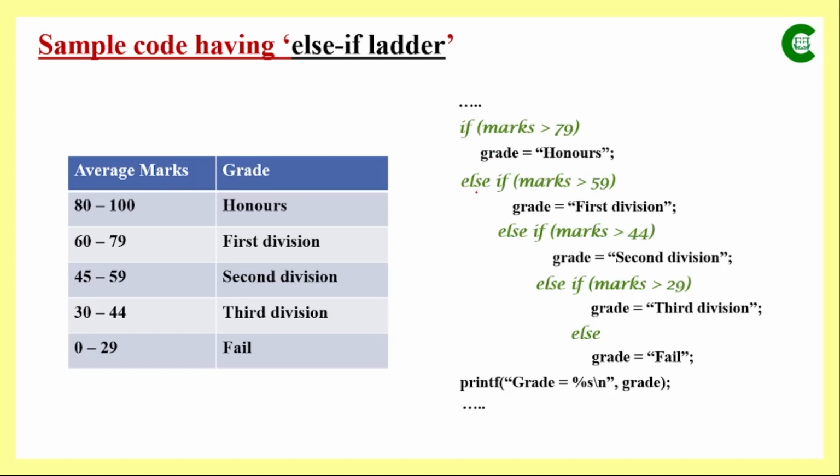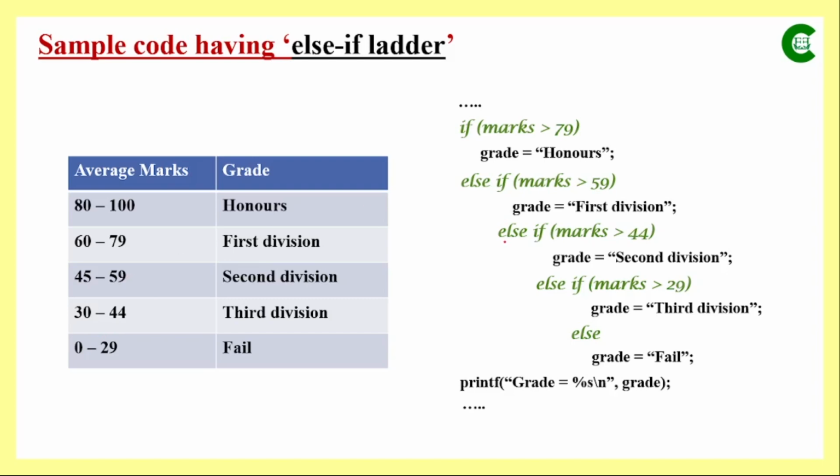So when under that else we are checking another condition, which is marks is greater than 59, definitely it will start from 60, but it will go till 79. So when the marks is between 60 and 79, then the grade will be first division. Now of this if there is another corresponding else, and under that else what will come? The rest of the marks, and that is below 60. That means from 0 to 59.